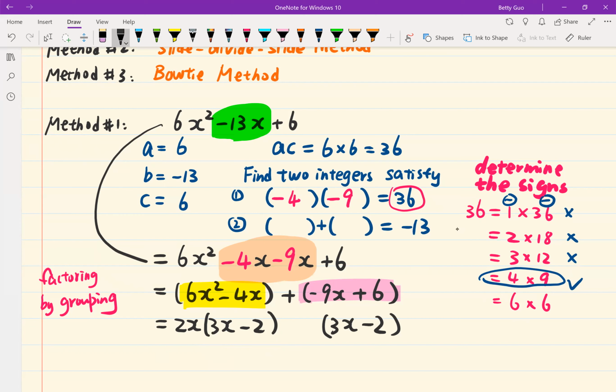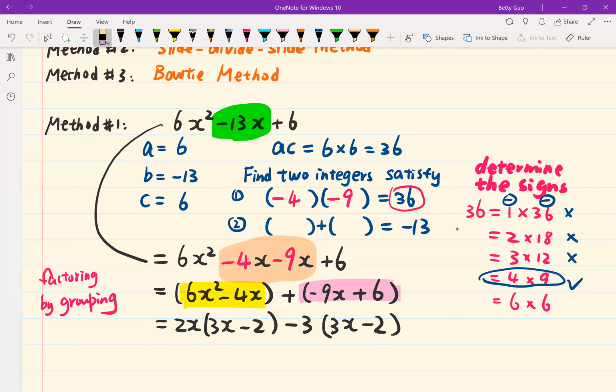The GCF for 9x and 6 is 3. But instead of factoring out 3, we are going to factor out -3. Sometimes we factor out the GCF, sometimes we factor out the opposite of the GCF. In this case, for the pink group, we factor out the opposite of the GCF, -3. We can double check. -3 times 3x, -9x. -3 times -2, +6. So it's correct.